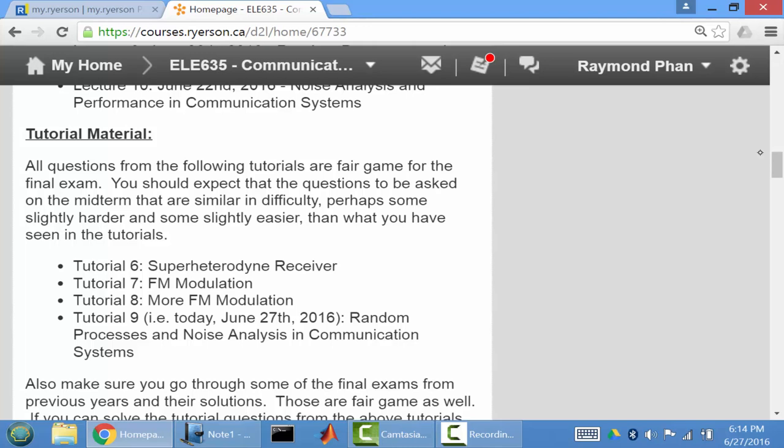Tutorial 6 was a superheterodyne question. Tutorials 7 and 8 are FM modulation, and then including today's tutorial, which would be random processes and noise analysis, is what you need to know for the final exam. So the lecture material from 5 to 10, as well as tutorials 6 to 9, you are responsible for. Pretty much anything asked from lectures 5 to 10 or tutorials 6 to 9 is fair game. Okay, so if you can solve these questions with confidence, you should be in good shape for the final exam.